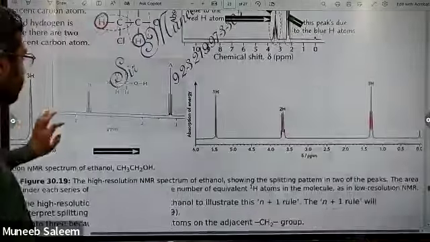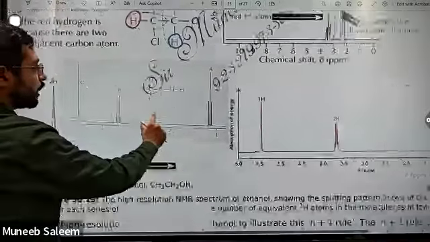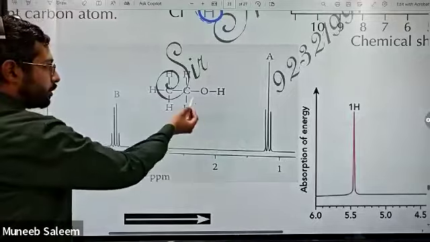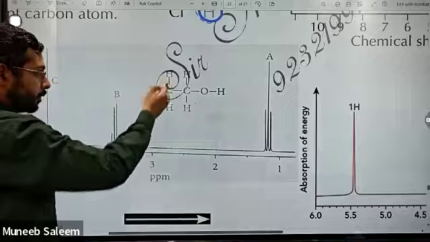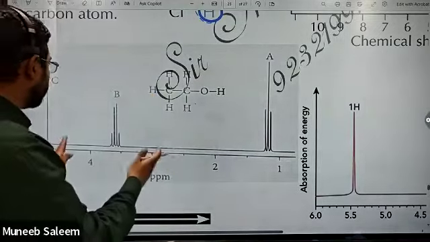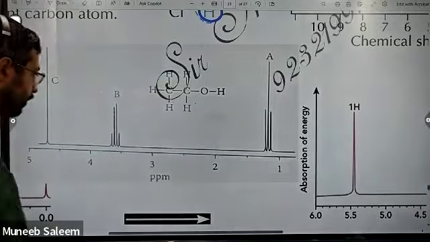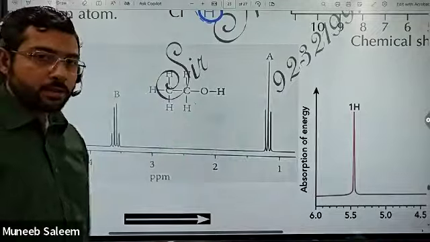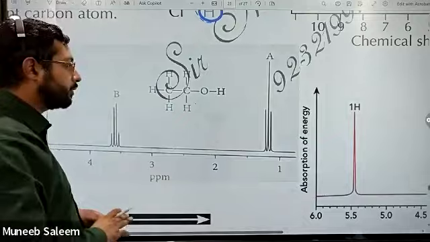Now take another example. This is an example of ethanol. In the case of ethanol, we have 3 different chemical environments. One for this hydrogen, another for these 2 hydrogen atoms, and another for these 3 hydrogen atoms. So on the basis of the chemical environment, we have placed them on the chemical shift values. Now we also need to apply high resolution NMR, on the basis of which we'll split the lines.